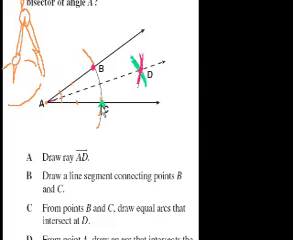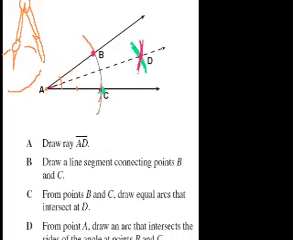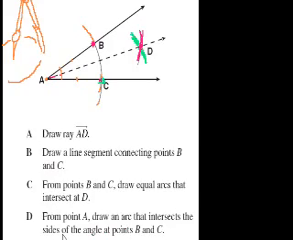That was the second step. I mean, you have to have points B and C before you can draw those equal arcs. From point A, draw an arc that intersects the side of the angle at points B and C. Yeah, that's what we said. That was the first step. Put your pivot here and use your pencil to draw this arc, and you say, okay, this point and this point. So that would be the first step, D.